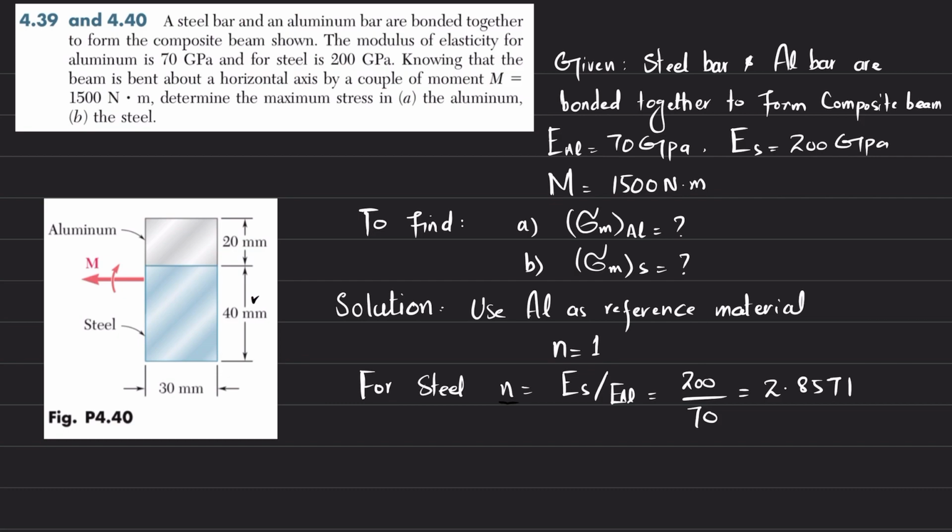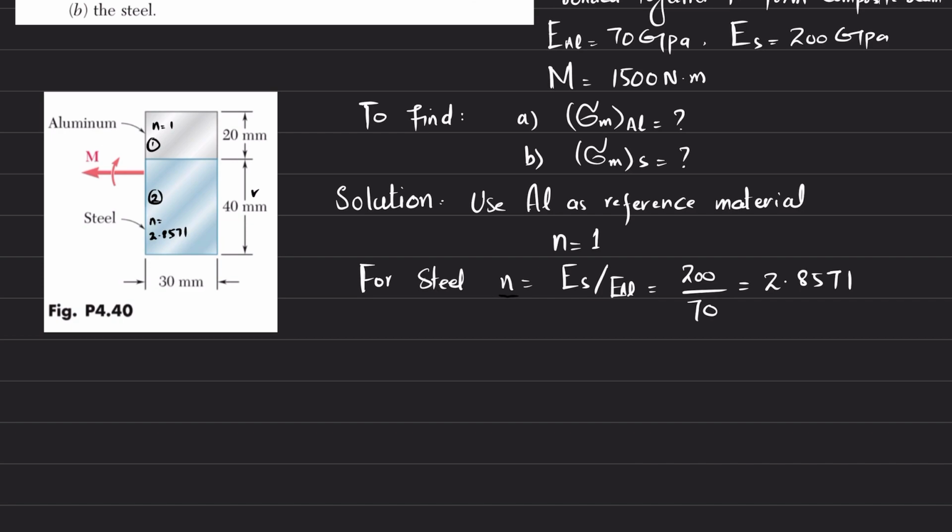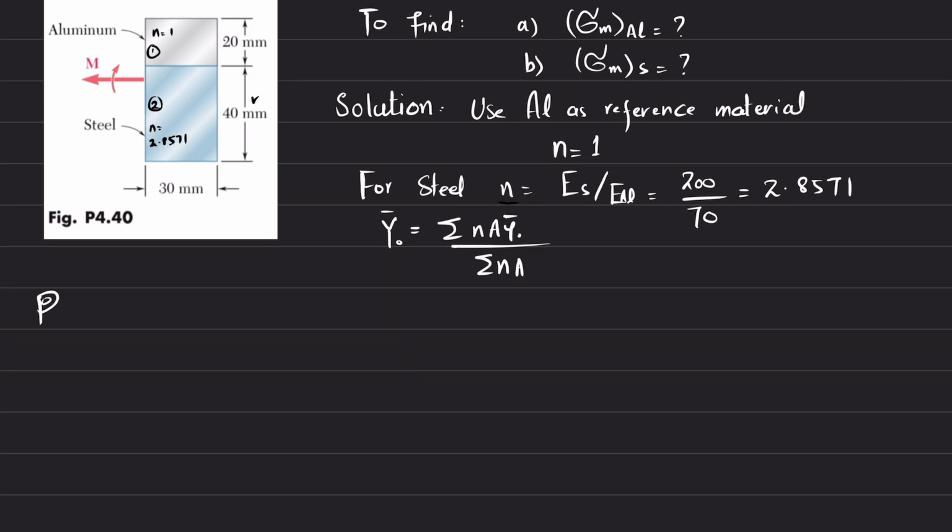but all the dimensions will be increased n times. So N is equal to 1 for aluminium, this is number 1, and this is number 2, N is equal to 2.8571. Now it is very difficult to find the centroidal axis of this composite beam. So we know that the neutral axis passing through the centroid, y naught, is equal to the sum of N times A times y naught bar divided by the sum of all NA. We will draw a table in which we will mention the part, its area in millimeter square, NA, y naught bar, and N into A into y naught bar.